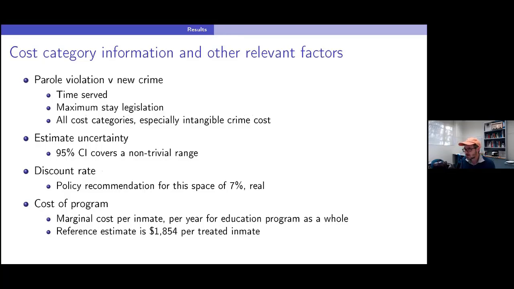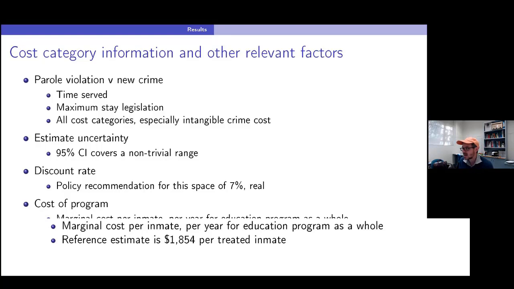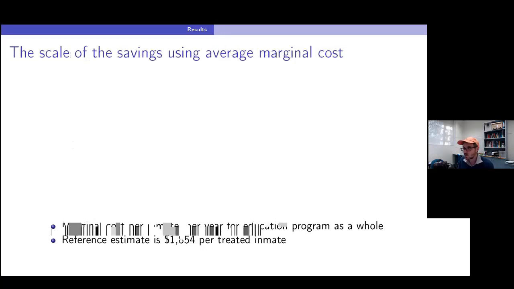I've also got estimate uncertainty that we need to deal with. There is a specific policy recommendation for the discount rate, but clearly we can have different choices around that value. And the other thing that I face as a problem is that while I've got different program types, I only have information on the cost of the education budget for the prison system as a whole, right? So I can't actually tease out everything that I would like to in this space. But let's have a look at what we get.